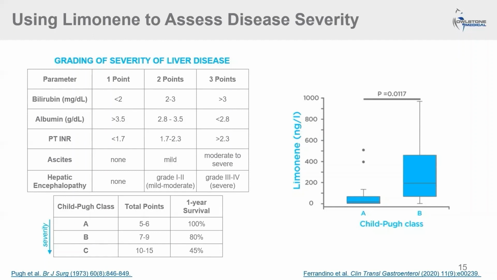So thus far, we've demonstrated limonene as a non-invasive biomarker for liver cirrhosis and shown that limonene can stratify patients by disease severity. We've also shown that levels of breath limonene correlate with existing clinical markers of liver function rather than liver damage. So where do we go from here?